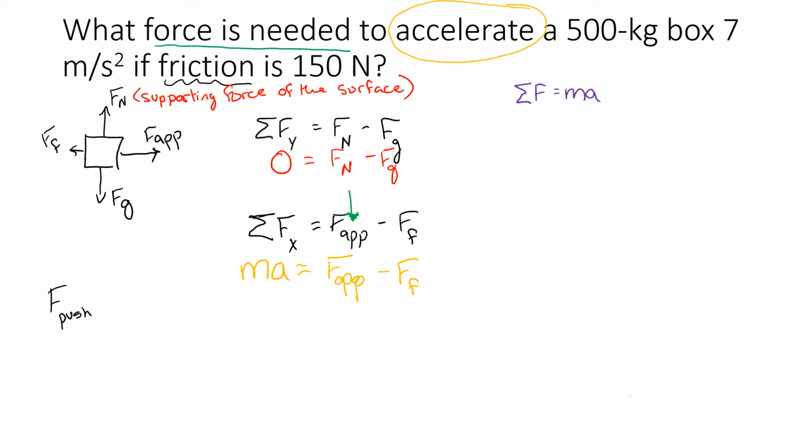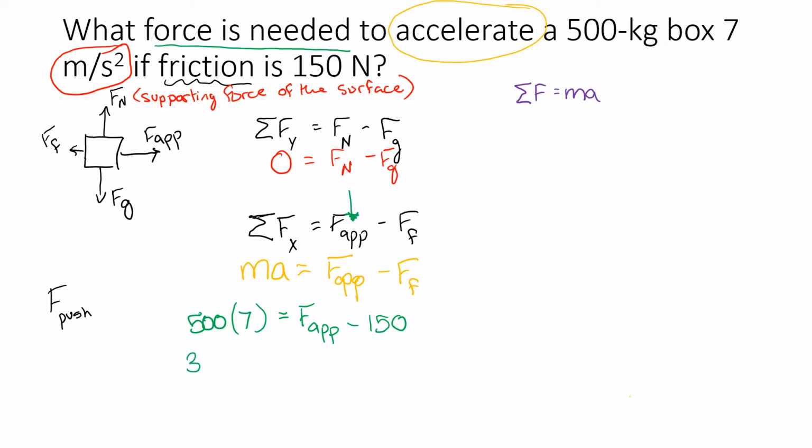The mass of the object is 500 kilograms. The acceleration that we have is 7. Like I said, this one doesn't say "with an acceleration of." It just slips the 7 in, and we need to recognize that's an acceleration from the units that they gave us. Force applied is what we're trying to find, so we leave it alone. And the force of friction is 150 newtons, which was provided in the question.